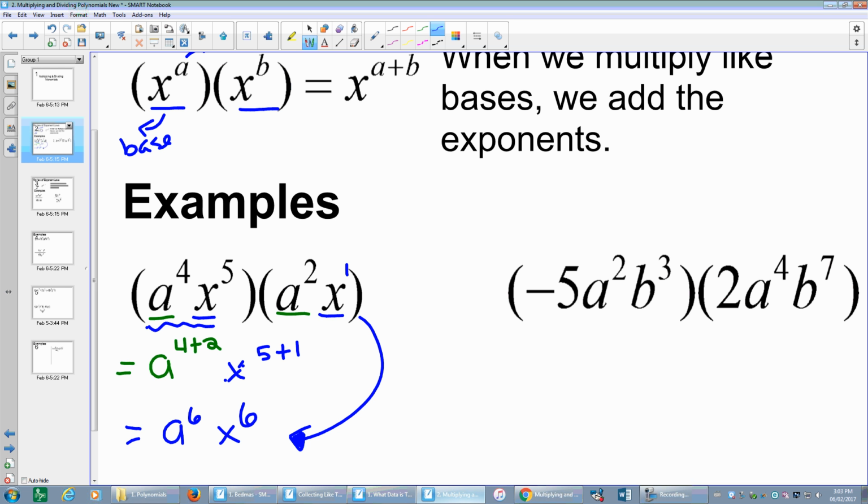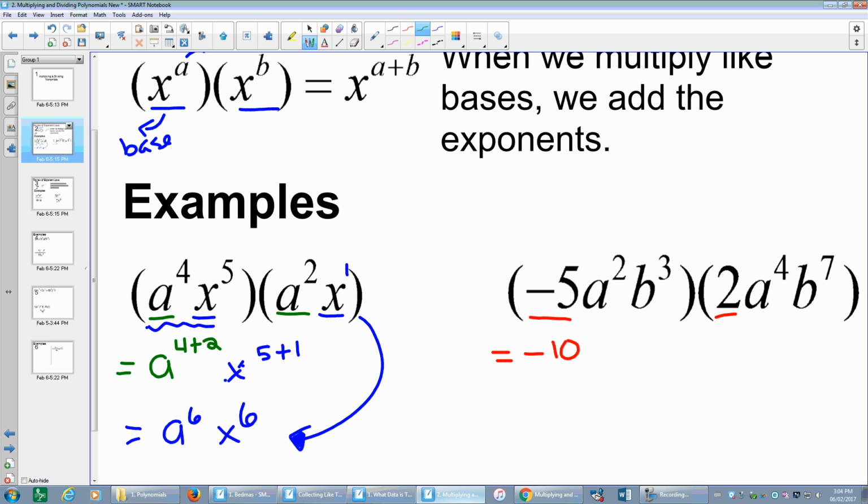Okay, the next example we have is a little bit different. Why is it different? Because now I have coefficients. So when I have coefficients, I just do the operation that it says to do. This is saying -5, and this is in brackets, so brackets mean multiplication. So I'm going to take that -5 and I'm going to multiply it by 2. So I take -5 times 2 gives me -10.